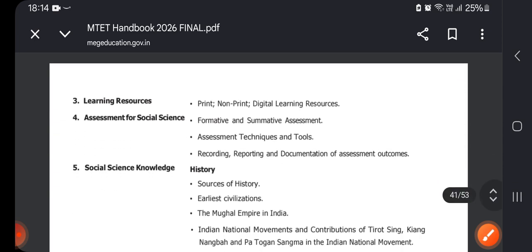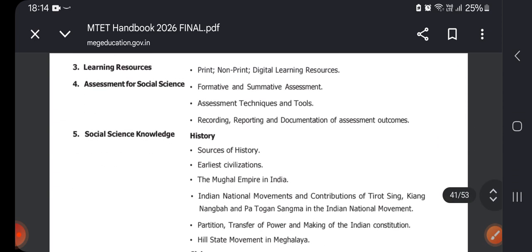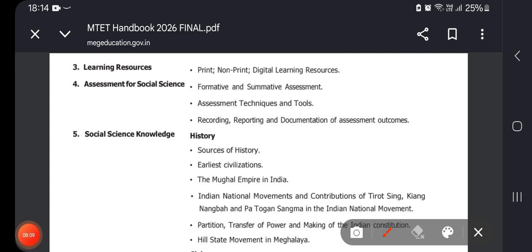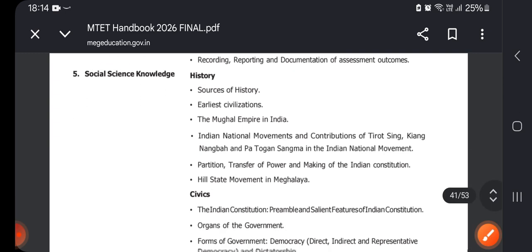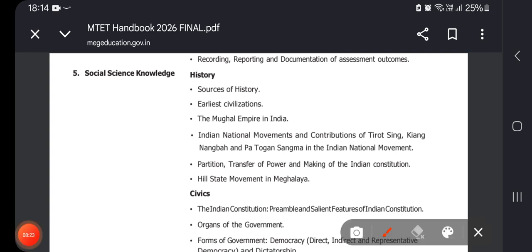Okay, so this will come. Now coming to learning resources: print, non-print, digital learning resources, then assessment in social science, formative and summative assessment, assessment techniques and tools, recording, reporting, documentation of assessment outcomes. Okay, now coming to history, what will be asked? Okay, so sources of history.